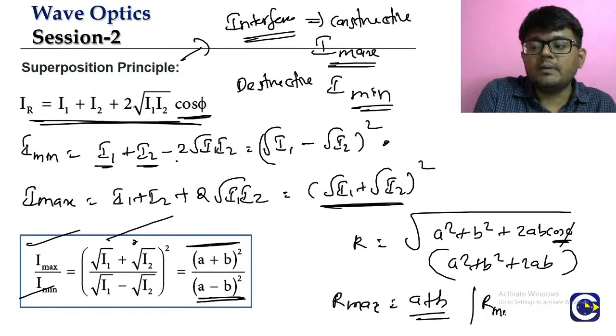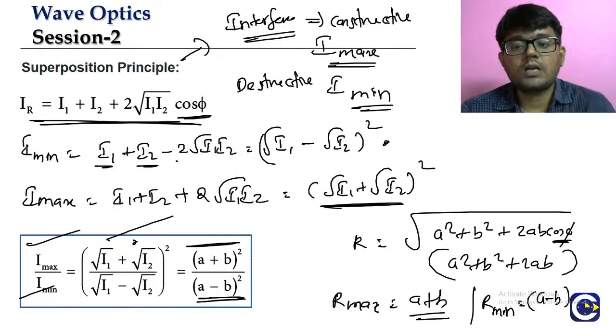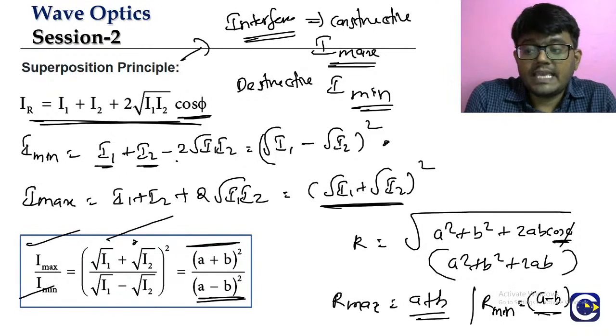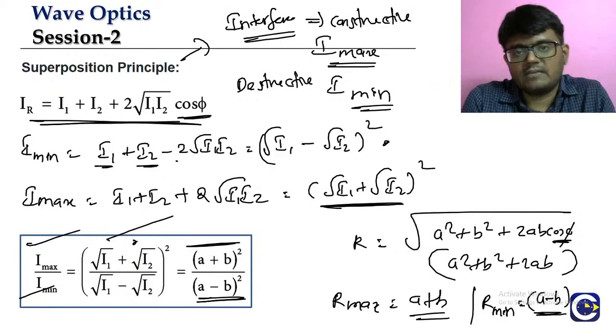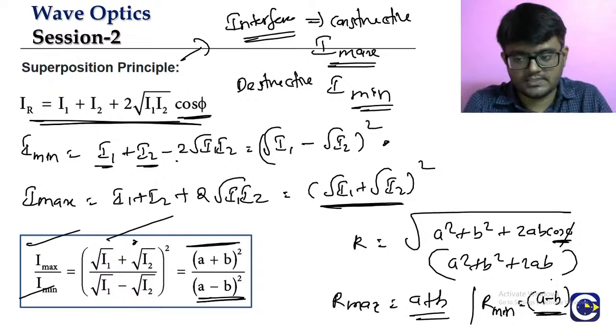Similarly, R minimum will be A minus B, but we will have to take a modulus. R minimum will be what? It will be root of A square plus B square minus 2AB. That is root of A minus B the whole square. We can say A minus B provided A is more than B. Otherwise, we have to put a modulus.